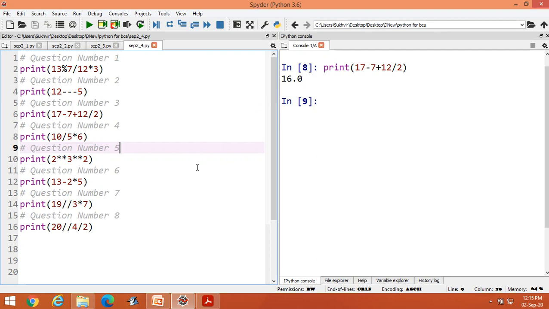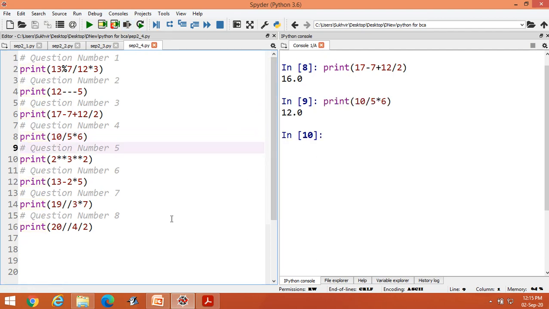In multiple choice questions, two options may be there. One is 16 and second is 16.0. Now 16.0 is the correct answer. You have to check this. Now what about next one? This one.